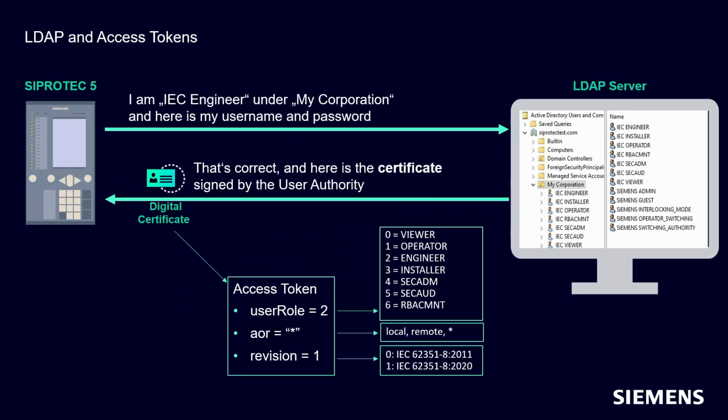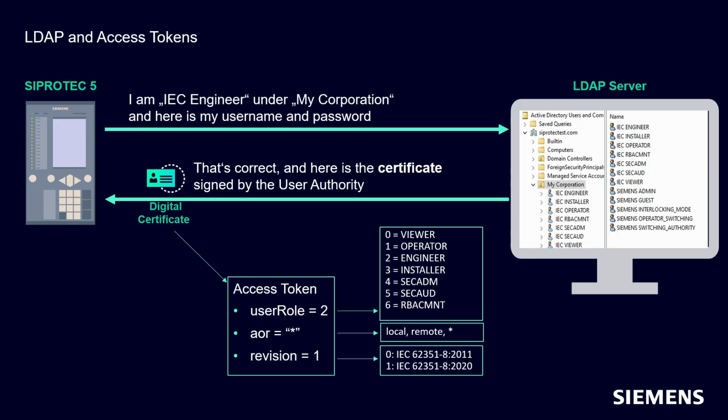The integer value 0 is a revision of the year 2011, and the value 1 is a revision of the year 2020 of the IEC 62351-8 standard. In SIPROTEC 5, both revisions are supported.